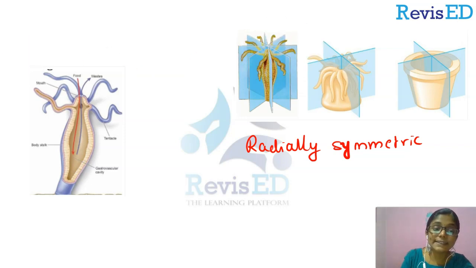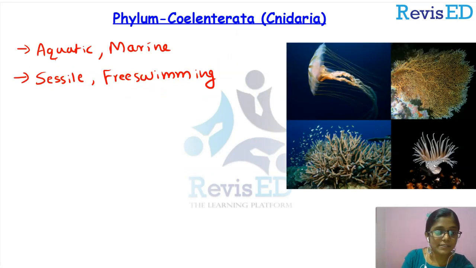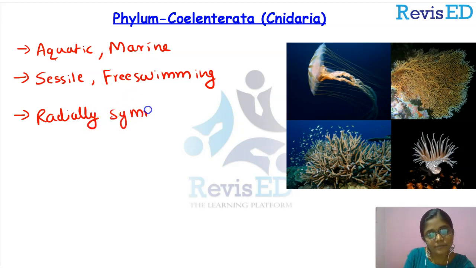their radial symmetry. See, this is the coelenterate here, and this is very familiar for you, right? Which is the coelenterate? Yeah, Hydra. Now, this is a sea anemone. Okay, so coelenterates are radially symmetric. So, let's write this point here. They are radially symmetric.